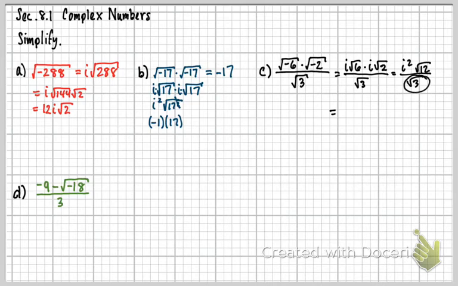And when we deal with these ideas of simplifying, we can't have square roots in the bottom. So we're going to have to take this out. We're going to have to get rid of it. How do we do that? By multiplying the top and the bottom by the square root of 3.